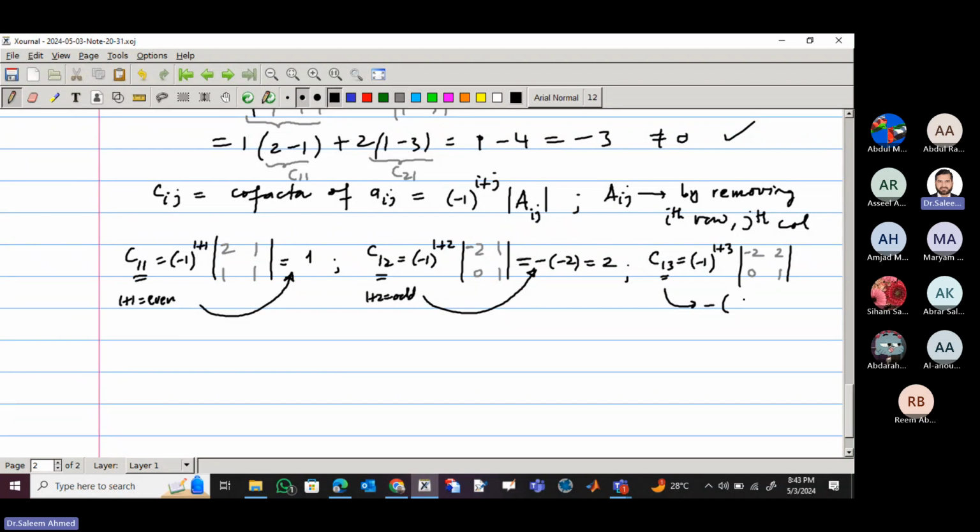So now the answer is plus, because 1 plus 3 is even. So even gives you plus. So minus 2 minus 0. So it is minus 2. So these are three cofactors.